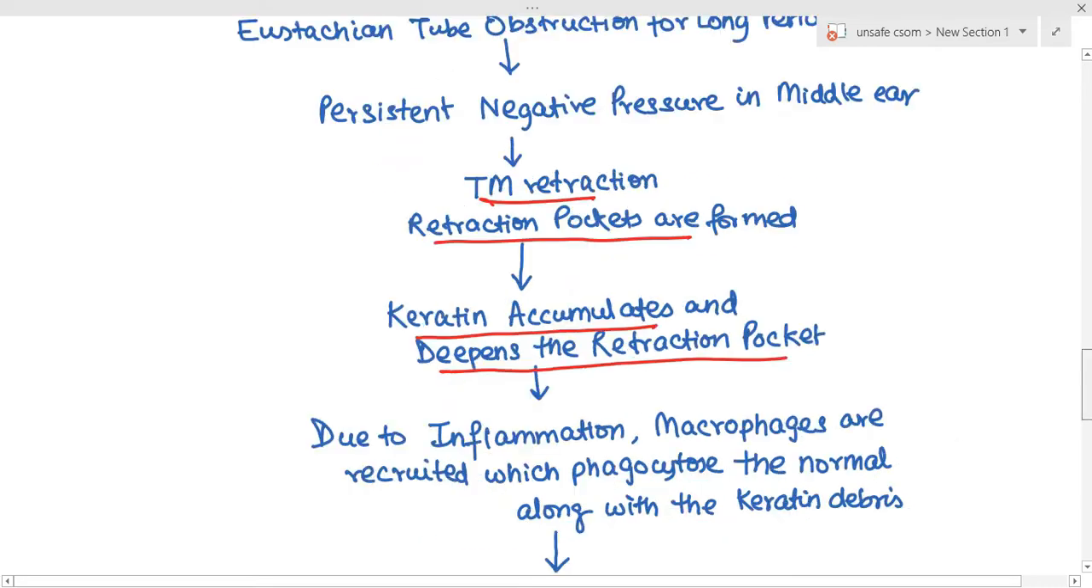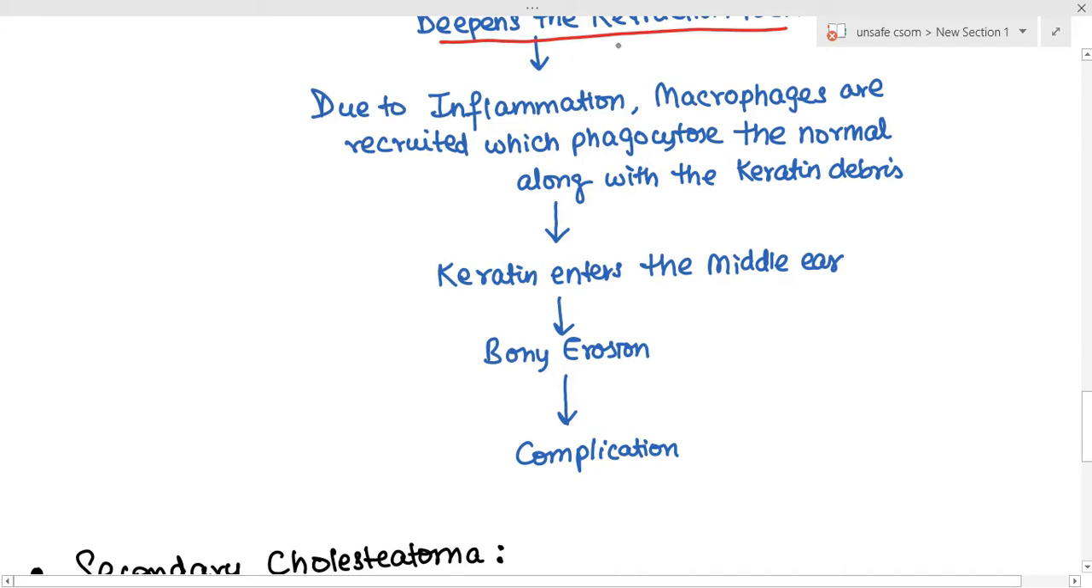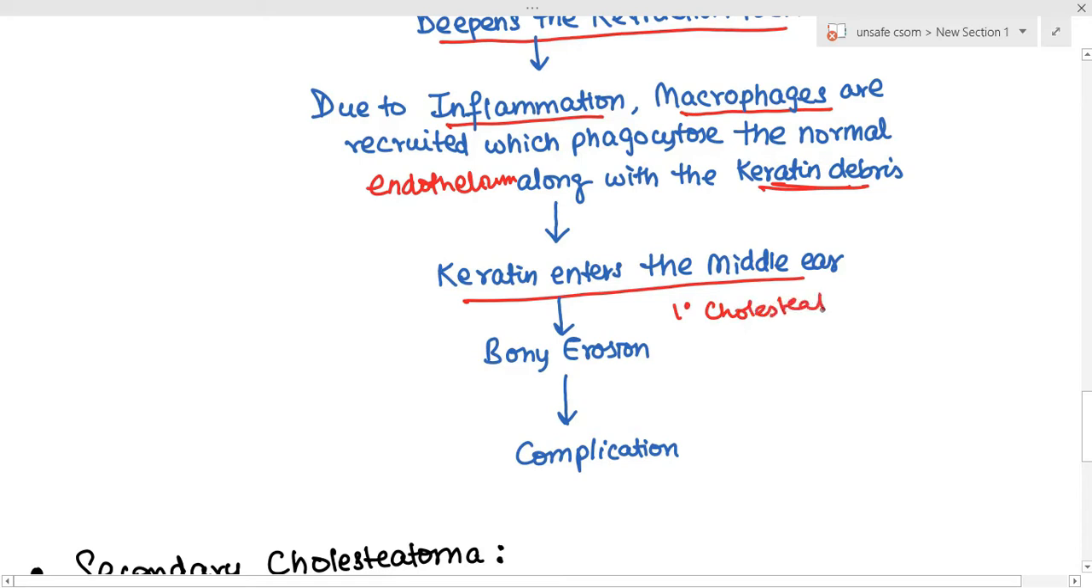retraction pocket. Now these keratin flakes lead to inflammation, and due to inflammation there is macrophage activation and recruitment, and these phagocytose the keratin debris. But along with the keratin debris, they also phagocytose the normal epithelium, the normal endothelium of the tympanic membrane. Now since the endothelium is also phagocytosed, it leads to perforation and the keratin enters into the middle ear, and it is the primary cholesteatoma. It leads to bone erosion and complications.